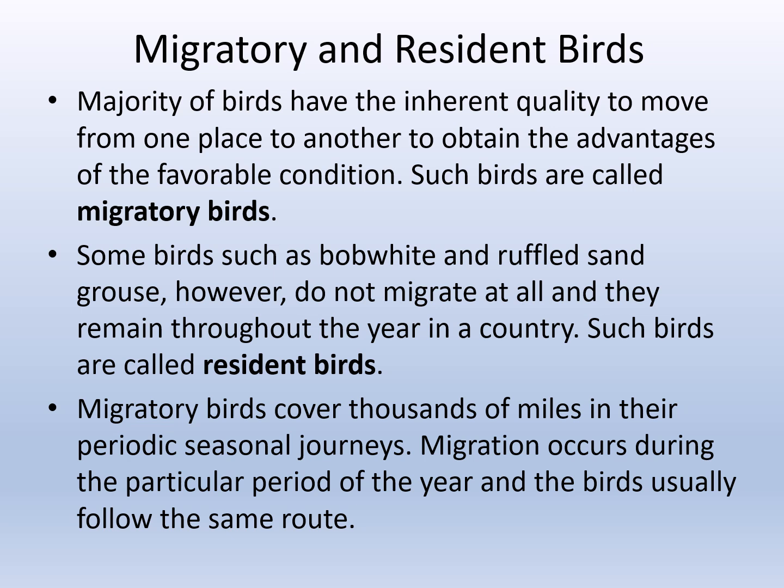Let's look at what are migratory and resident birds. Majority of birds have the inherent quality to move from one place to the other to obtain the advantages of the favorable conditions. Such birds are called migratory birds. Some birds, such as the bobwhite and the ruffled sand grouse, however, do not migrate at all and they remain throughout the year in the same country. Such birds are called resident birds. Migratory birds cover thousands of miles in their periodic seasonal journeys, and migration occurs during the particular period of the year, and the birds usually follow the same route.